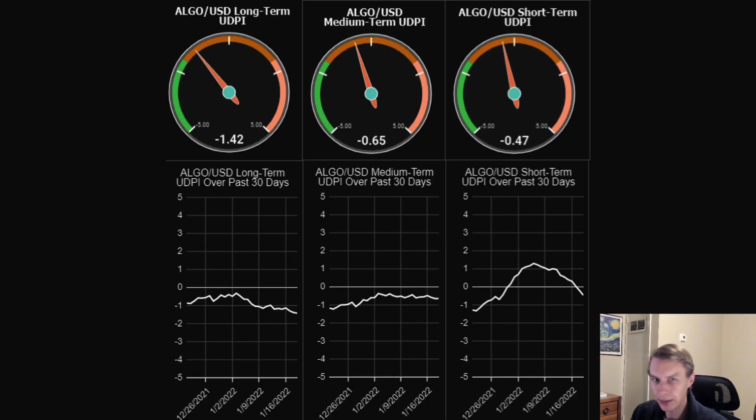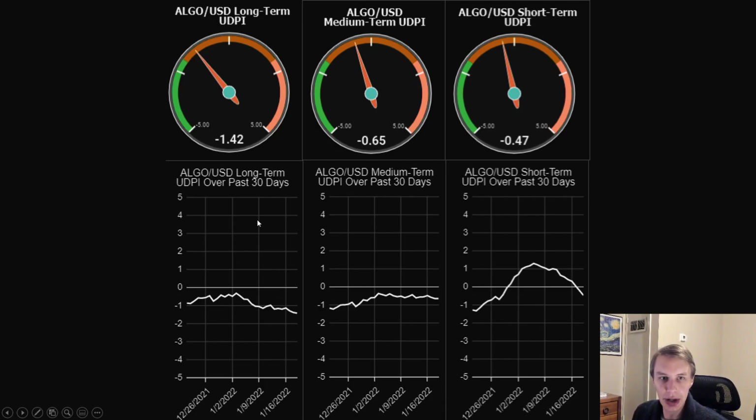So to wrap us up, I just want to give the exact levels of the Algorand UDPIs across the different time frames. For the long term, it's negative 1.42, medium term, negative 0.65, and short term, negative 0.47. And this is just what it's done over the last 30 days.